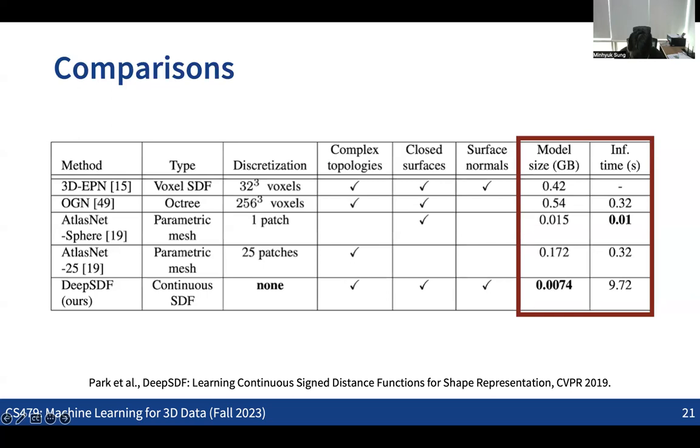But as you can see, can you see the downside, the limitation of the implicit decoder? The problem is that it takes tons of time for the inference.